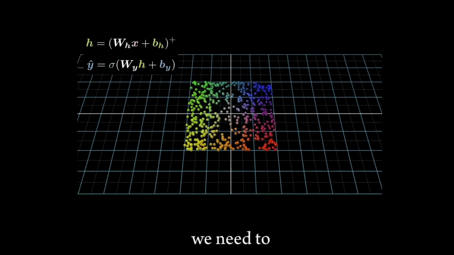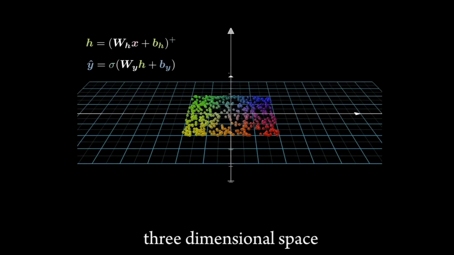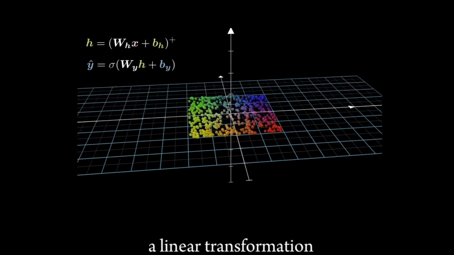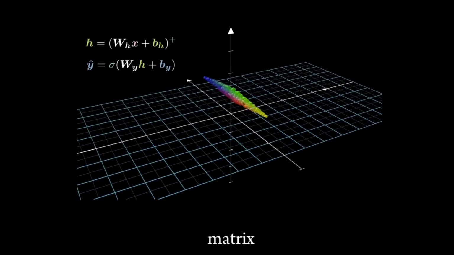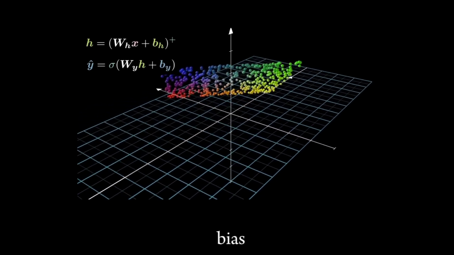To do this, we need to rotate into the 3-dimensional space. From here, we can perform a linear transformation of the weight matrix times the input and add the bias.